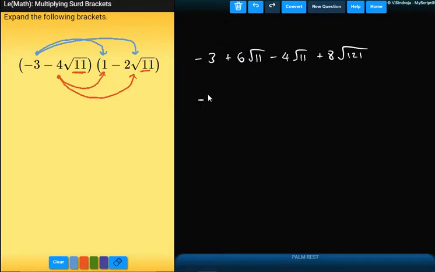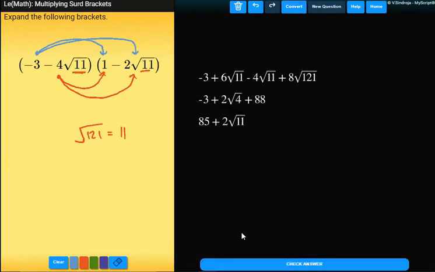Let's copy that minus 3 down, because I'm not going to do anything with that just yet. 6 root 11s take away 4 root 11s is positive 2 root 11. Now here we end up having 8 times root 121, but root 121 is 11. So this becomes 8 times 11, which is 88. Then we can simplify that to minus 3 add 88, which is going to be 85 plus 2 root 11.